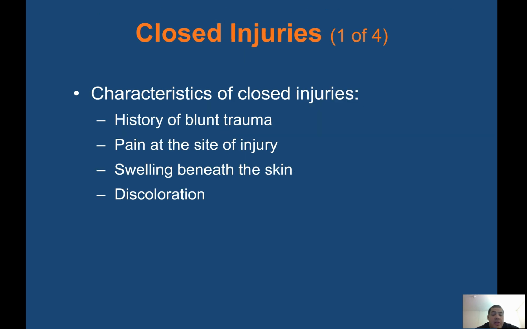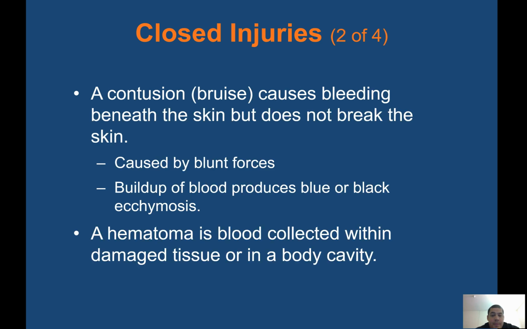Characteristics of closed injuries: history of blunt trauma, pain at the site of injury, swelling beneath the skin, discoloration. So a contusion or a bruise causes bleeding beneath the skin but does not break the skin. I'm sure you guys have seen this, have had this happen to you before. When you get hit with something or bump into something, you could get a contusion. Discoloration of the skin. It's caused by blunt forces. Buildup of blood produces blue or black ecchymosis. Hematoma is blood collected within damaged tissue or in a body cavity.